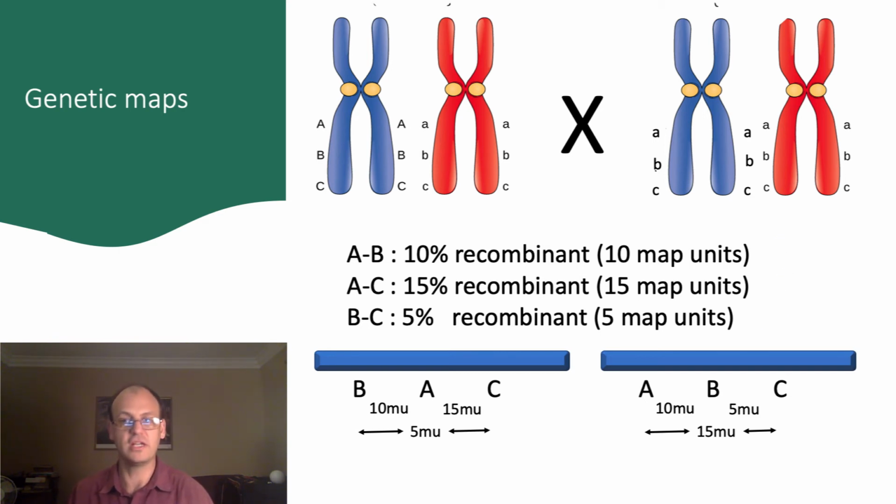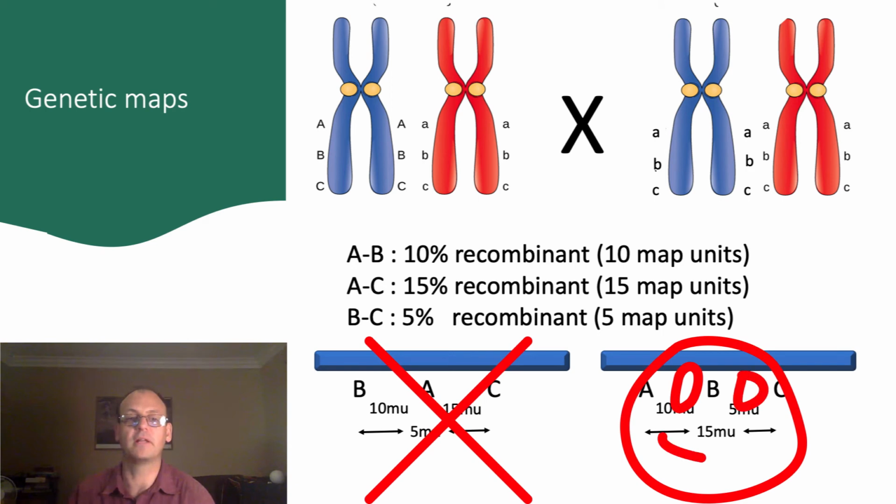If we try putting gene A between the other two, then the distances just don't work out. The largest distance that we have estimated is 15 map units, so we should put those on the map as far apart as possible. If we do that, the numbers add up properly.